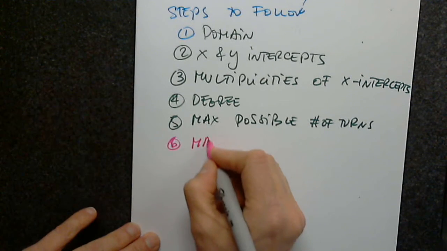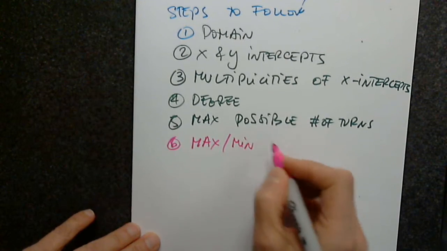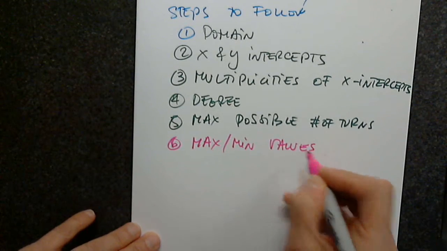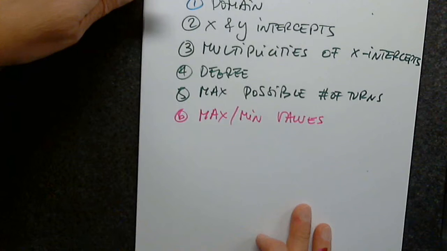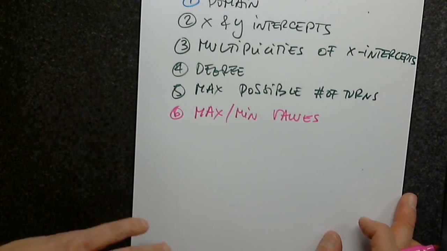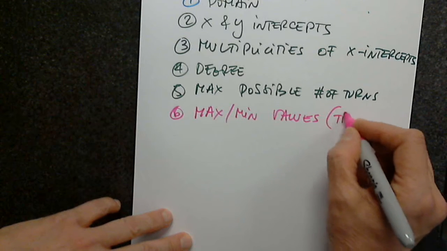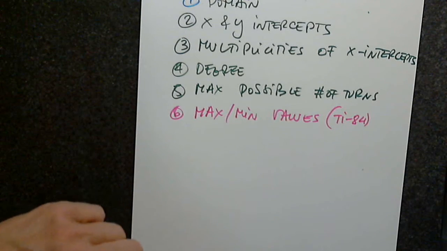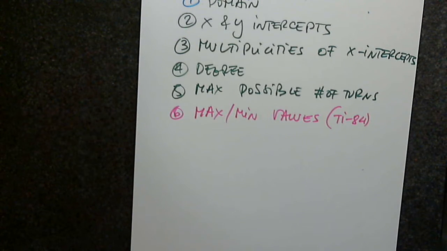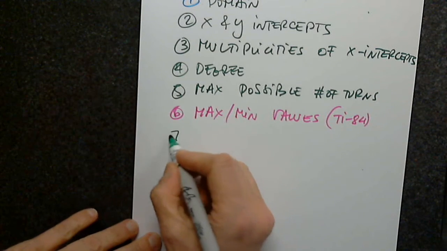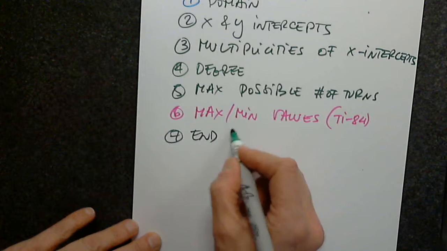6, max and min values and where they occur. But we cannot do this by hand, not in algebra, right? So I'm going to write in parentheses TI-84 or 83 or whatever you have. Number 7, end behavior.